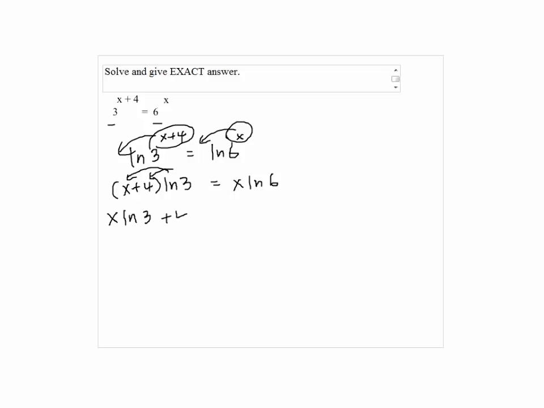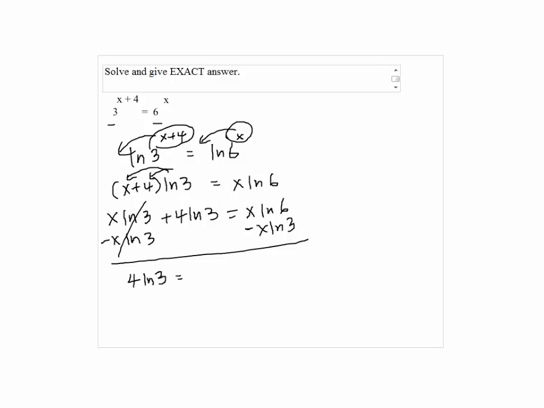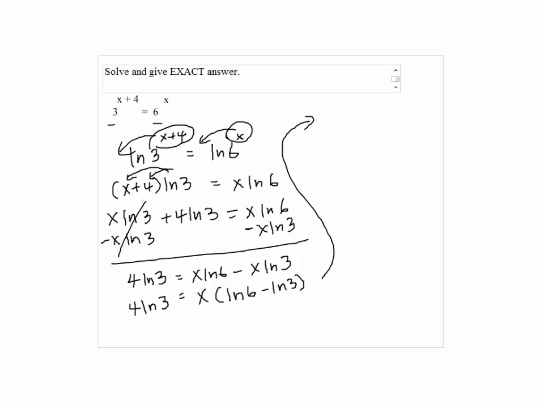Solve and give exact answer. 3 to the x plus 4 equals 6 to the x power. Since we cannot make the same bases, we have to take ln on both sides. So we have ln of 3 to the x plus 4 equals ln of 6 to the x power. Then we can bring down the exponents. So we have x plus 4 times ln 3 equals x times ln 6. By distributing, we have x ln 3 plus 4 ln 3 equals x ln 6.